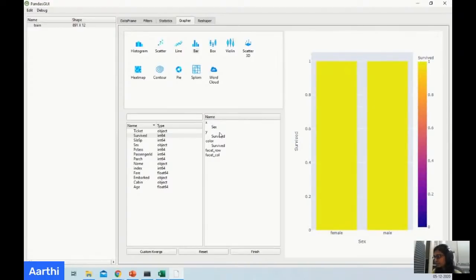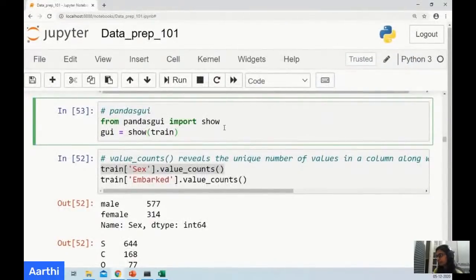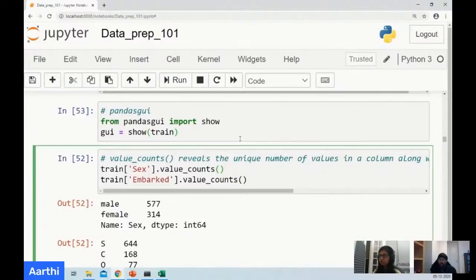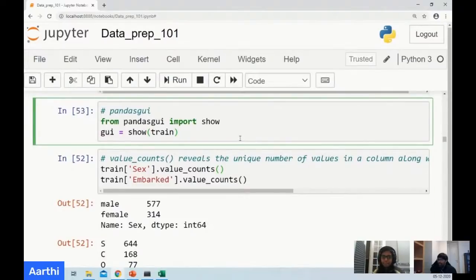Okay. It's taking it as a numeric column. That's why it is giving a gradient. But otherwise, it will give you a distinct color between how many people within female died and survived, and within male died and survived. Is that okay? Yeah, yeah.